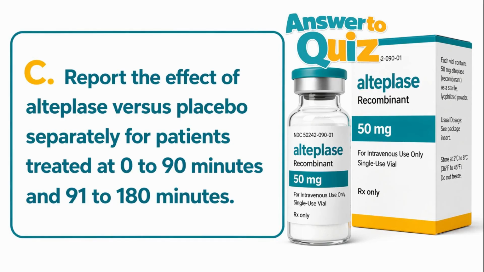The correct answer is C. The study shows that the effect of alteplase varies by time to treatment, specifically between 0 to 90 minutes and 91 to 180 minutes. Because the treatment effect differs across these intervals, a single overall estimate would obscure this variation. Adjusting for time does not resolve this issue, because it assumes a single underlying effect. Instead, the results should be reported separately within each time interval, making the difference in treatment effect explicit.